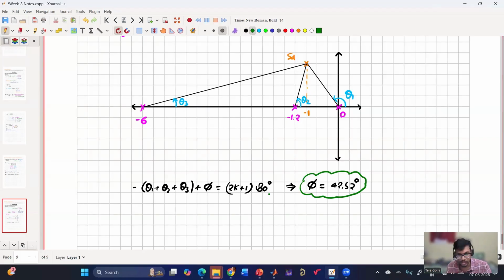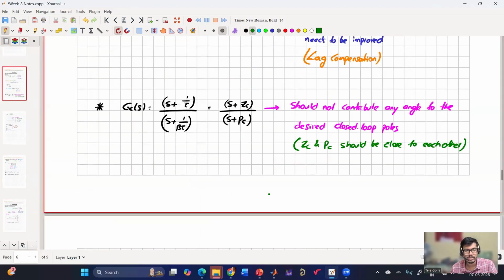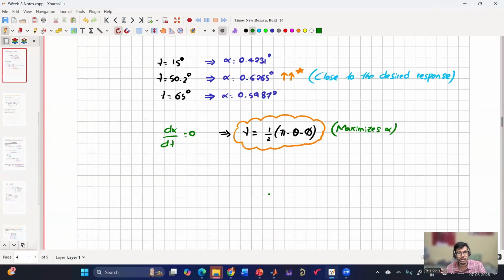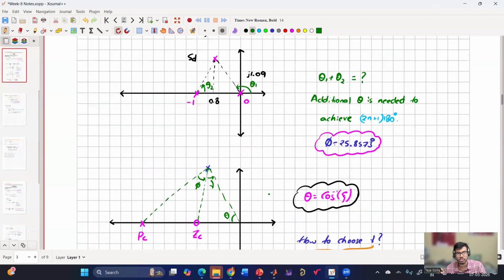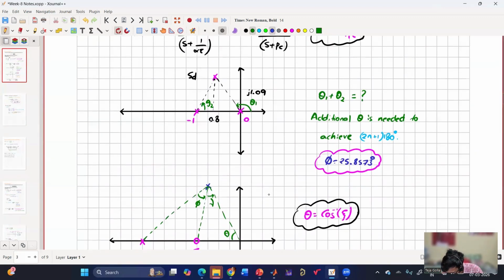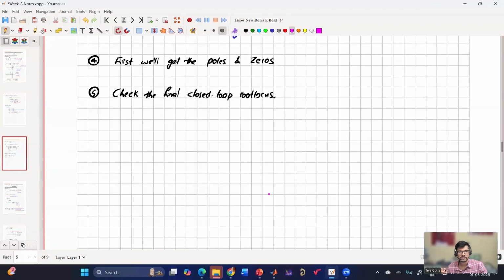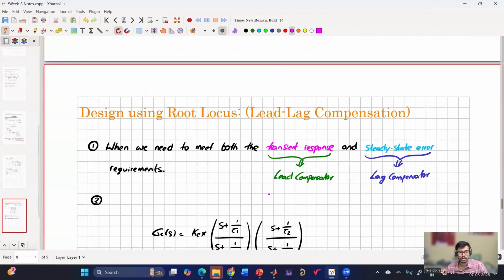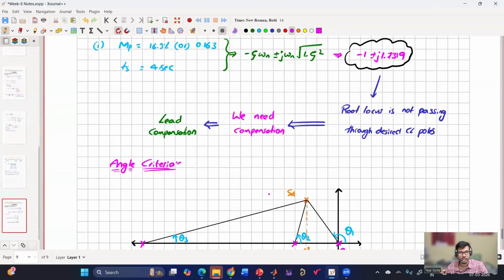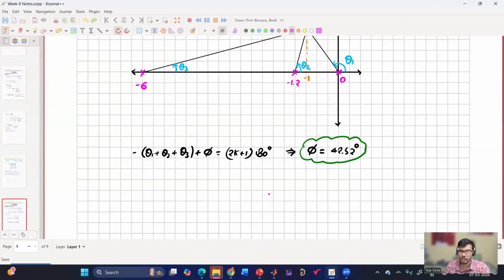Phase is needed. Again, just let me see if I made the same mistake in the lead compensation. Yes, here also the same: minus of theta 1 plus theta 2 plus phi is equal to 2k plus 1 into 180 degrees, or 2n plus 1, whatever it is. Based on that, we got how much additional phi is needed. So I got the phi to be 42.52 degrees.